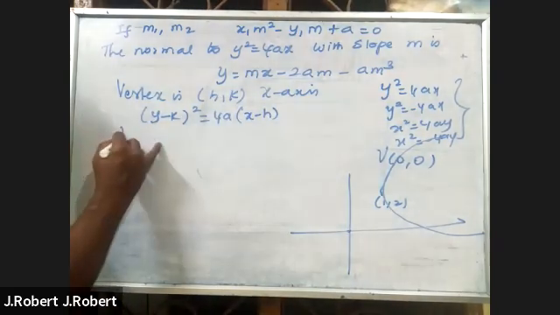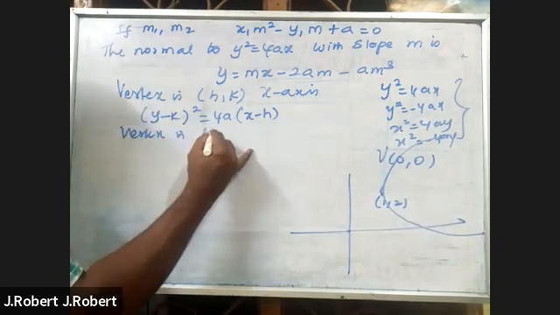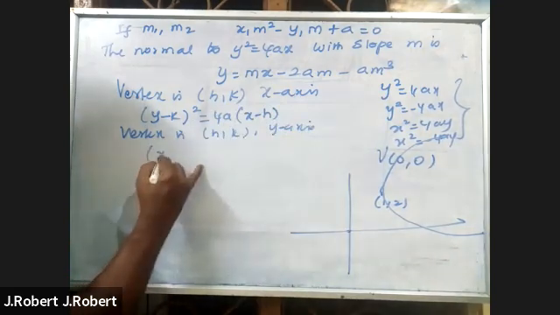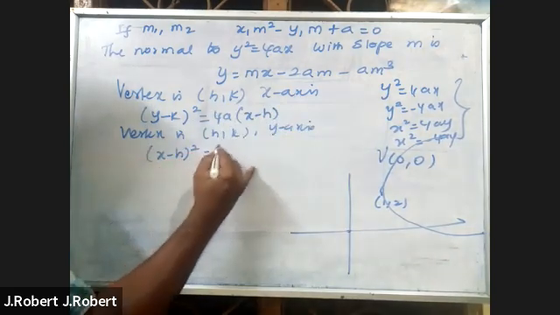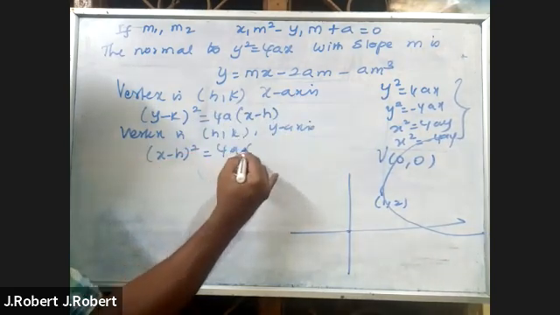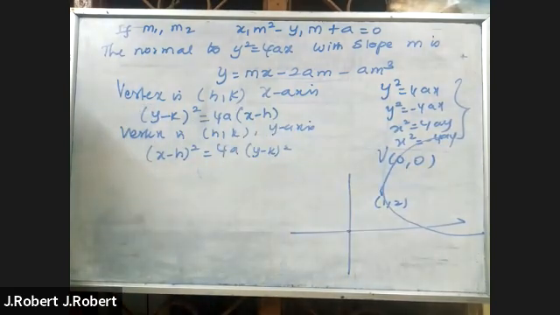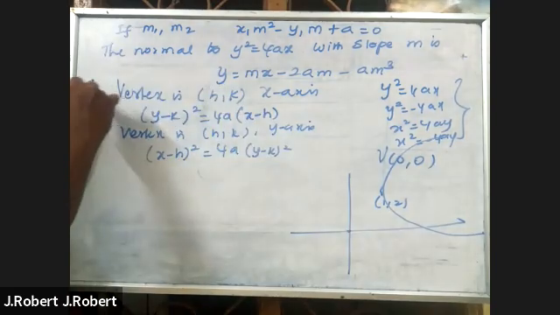If it is about the y axis, if the vertex is h, k and the axis is parallel to the y axis, then this becomes x minus h the whole square is equal to 4a into y minus k. So it has just shifted, nothing else. The vertex does not lie on the origin. The vertex is shifted to some other point like h, k. So please make note of this.